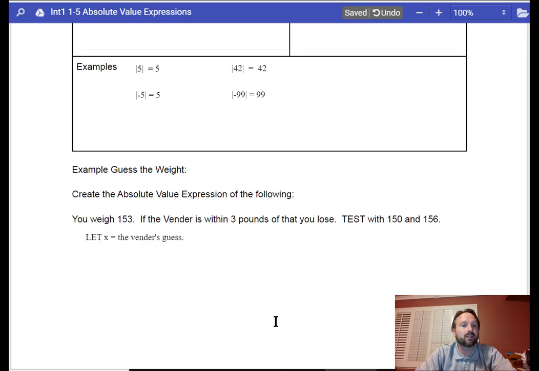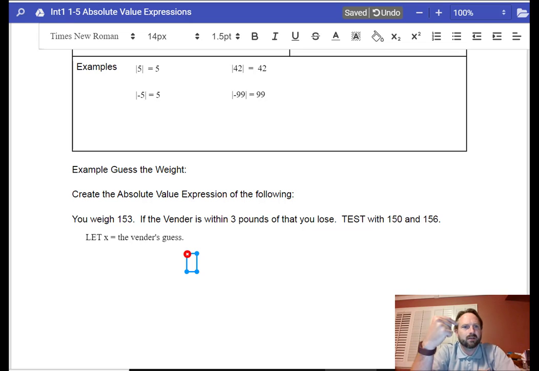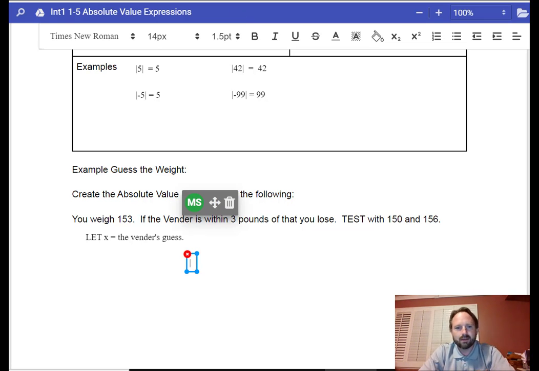Okay, so now we've created our let statement. We're saying, all right, this variable we're making, x, is the vendor's guess. So what we want is to be either above it or below it. So let's test this out. Think of how you can use the absolute value. I'll give you about 3 seconds. Okay, so this is a difference question, but we don't care if we're above it or below it. So let's make this 153, what they originally weigh. We're going to subtract x, the vendor's guess. Will this work? Well, let's see.